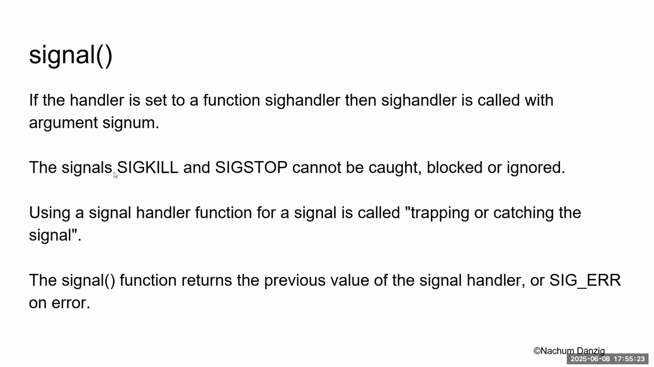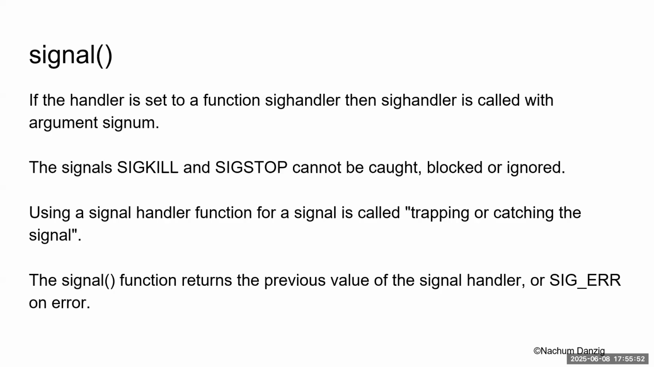But first, before we do that, a couple of side points. The signals sig kill and sig stop cannot be changed or blocked or ignored. Why is that? We want to be able to give the operating system the ability to kill any process. If a process were able to say, I'm going to ignore every signal that there is, then how could we ever kill the process?